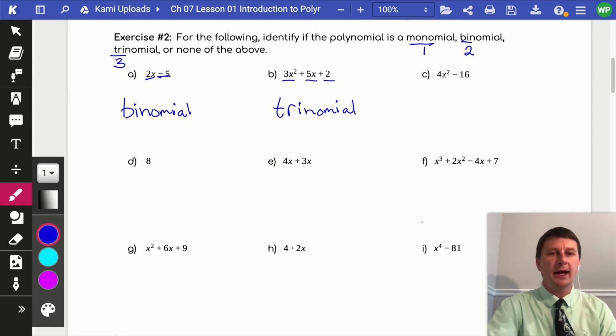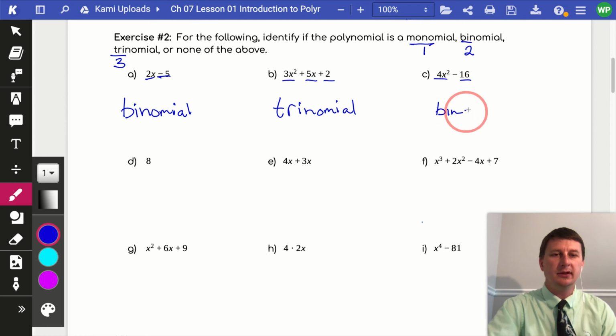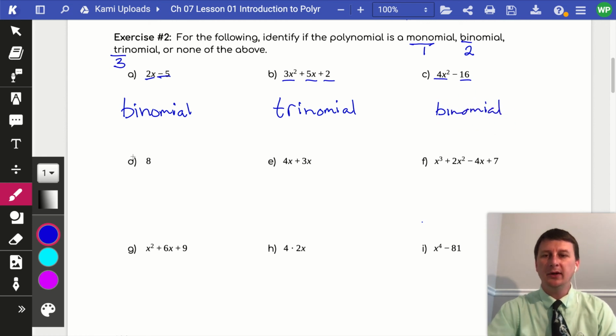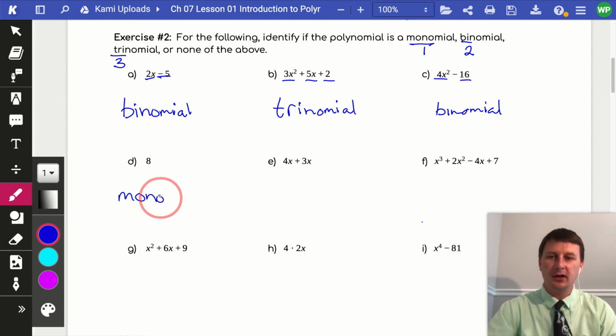And we have 4x squared minus 16. And again, you can't combine x's with constants. So we're going to leave that as two terms. The 4x squared is one term, and the 16 is the second term. So that's going to be a binomial. For part D, we only have an 8. So it's only one term right there, and a one term is called a monomial.